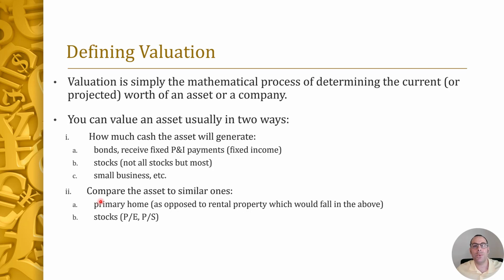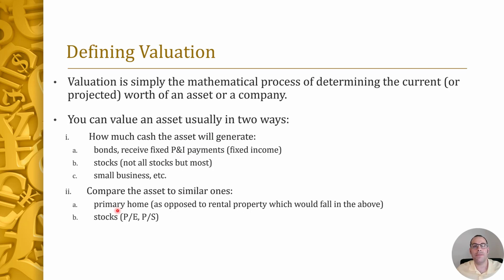For instance, if you want to buy a home or sell your home, you would just look at similar houses in that neighborhood and see how much they sold for, and that would be the value of your home. Because a primary residence isn't really a cash generating asset, so you can't use the first method. But if you were buying a rental property, then you probably could use the cash generating model.